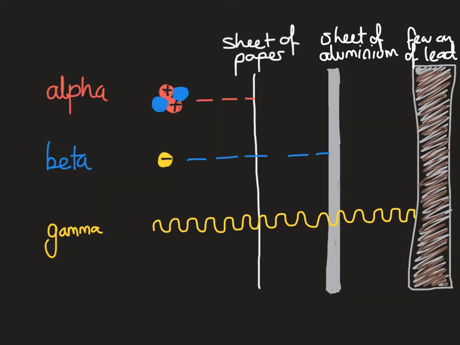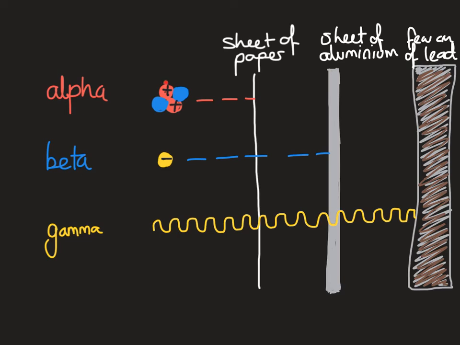So as well as being different things, so we've got our helium nucleus here, the 2 protons and the 2 neutrons, our fast moving electron, and our electromagnetic radiation here travelling as a wave, they also have different ionizing properties. So remember, alpha particles are very ionizing, beta particles are a bit ionizing, and our gamma radiation is less ionizing still. They have got different penetration abilities.